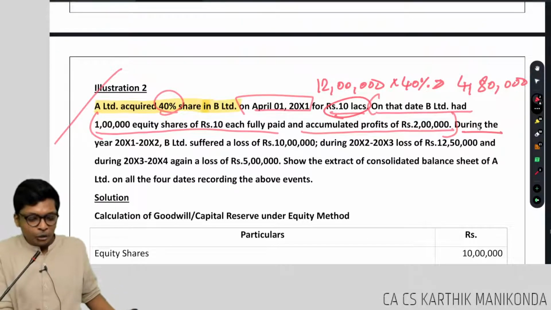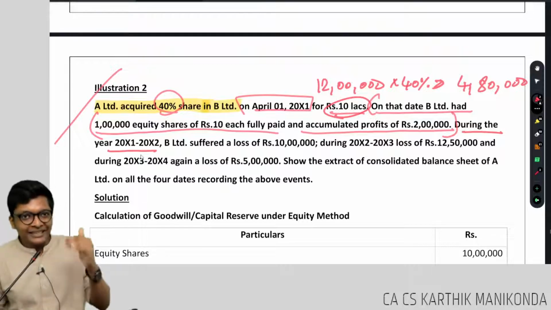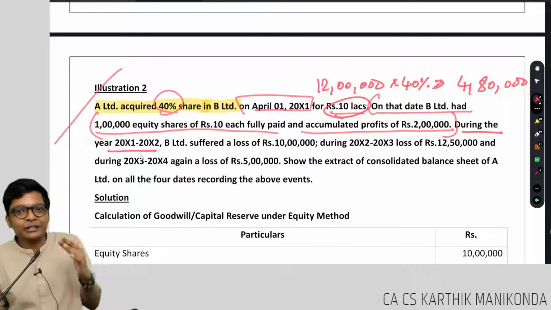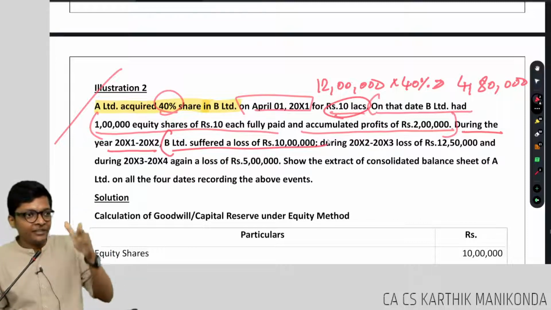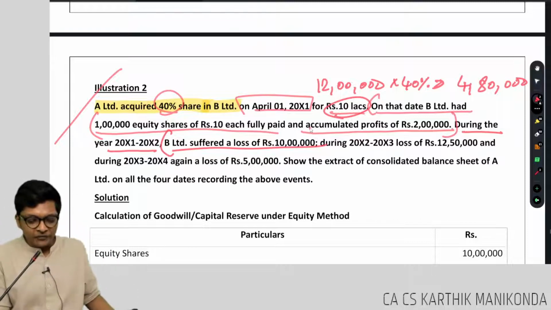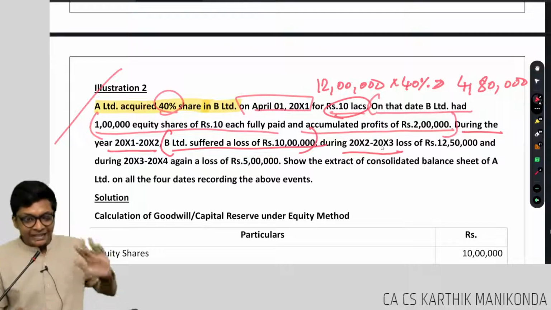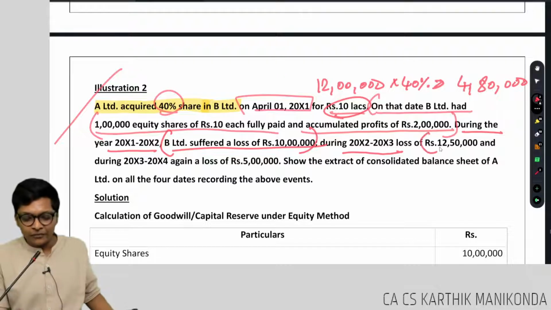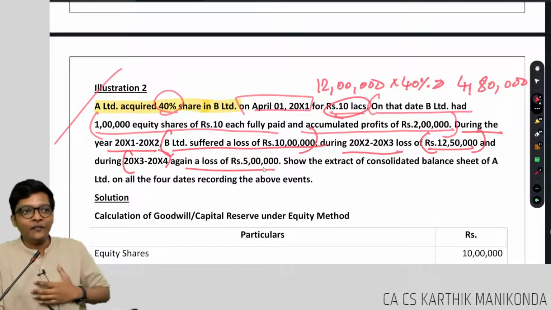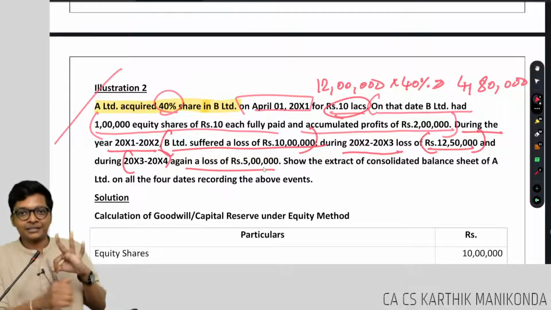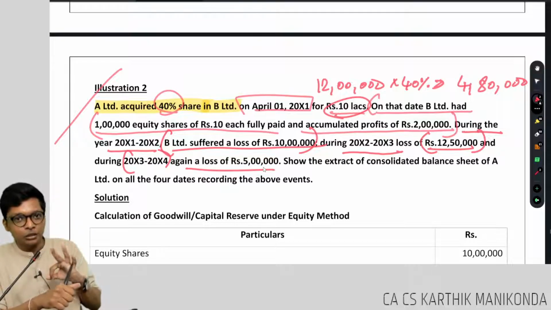Next, during the year 21-22, current year profits. What profit? Post acquisition profit. B Limited suffered a loss. Last sum profit, this sum loss of 10 lakhs. Then during the year 22-23, again next year loss of 12 lakh 50, and again next year 23-24 loss of 5 lakhs. You have done an excellent investment. After I have invested, 3 years, loss, loss, loss.